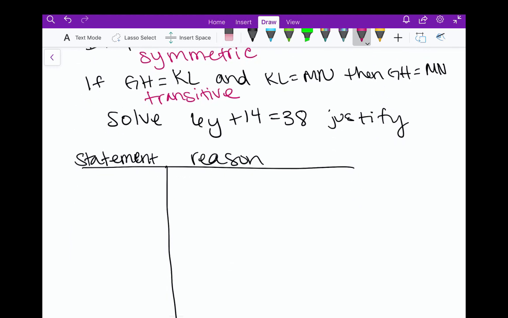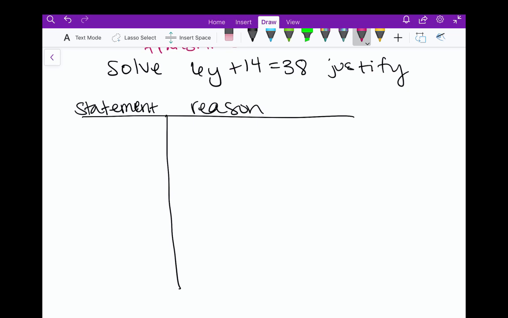So now we're actually going to do a proof by solving an algebraic equation. So we're going to solve 6y plus 14 equals 38, and we're going to justify each step with these properties that we just talked about. The first is always going to be the given statement. So 6y plus 14 equals 38, that was given. Make sure that you number these so that the statement lines up with the reason.